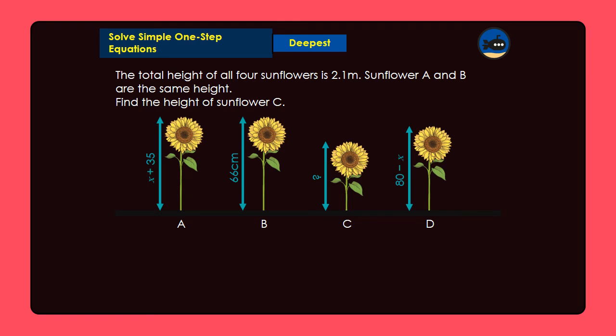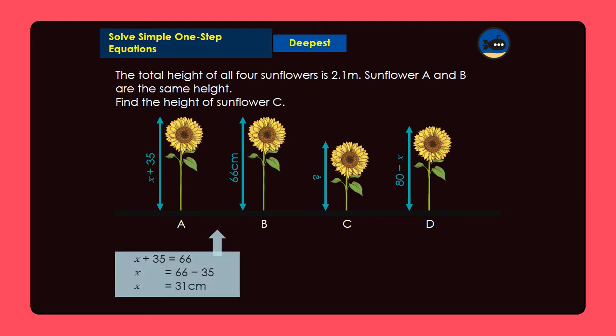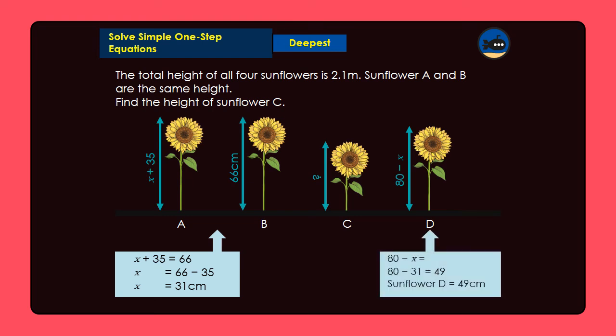Excellent. So, we know B is 66 centimetres. So we know that X plus 35 equals 66 because we know that A and B are the same height. So we can use the inverse to help us find the value of X in A. So 66 minus 35 gives us, that's right, 31 centimetres. So now we know that A is 31 plus 35. So now we know the value of X, and we know that X equals 31.